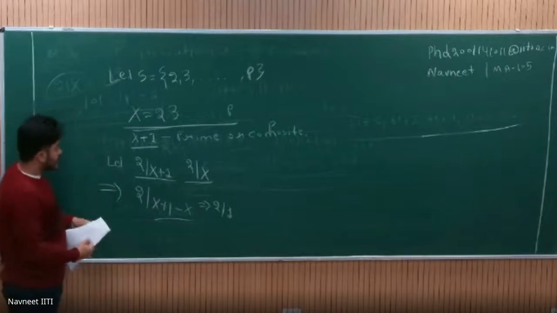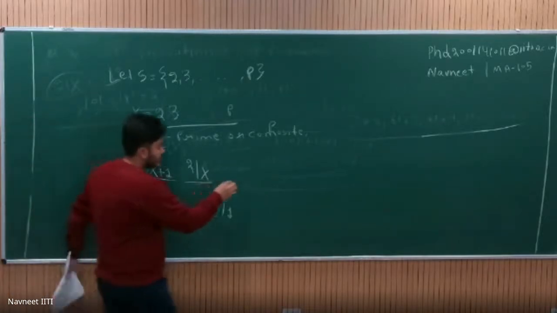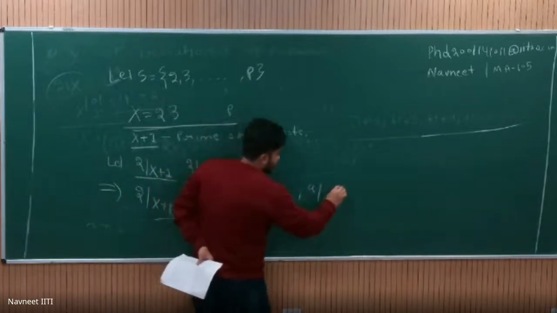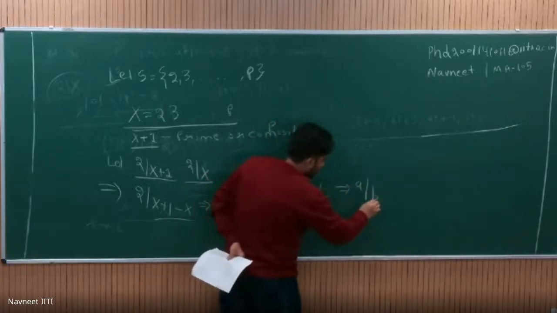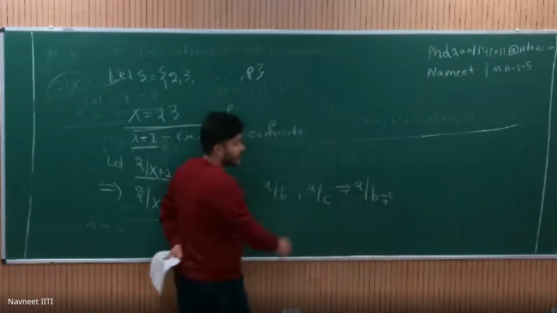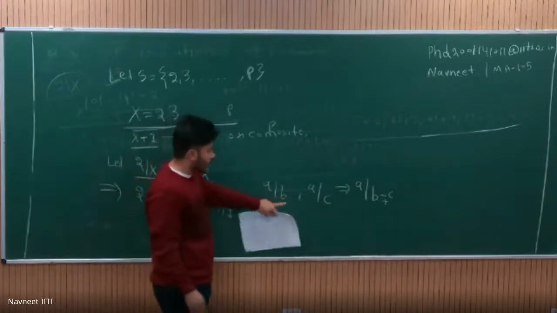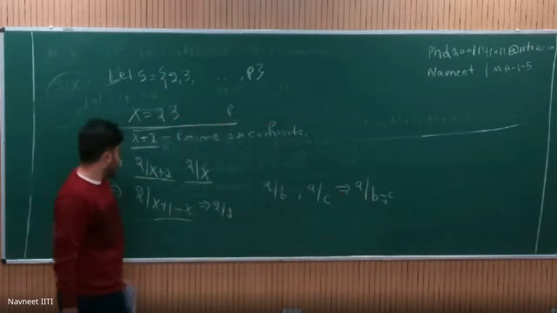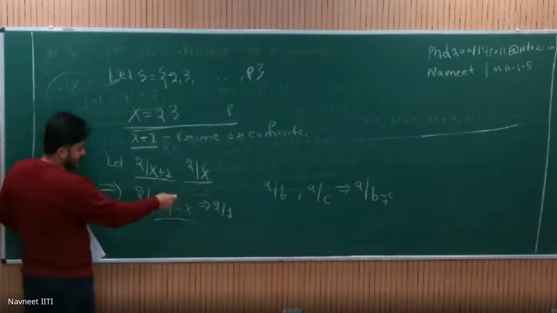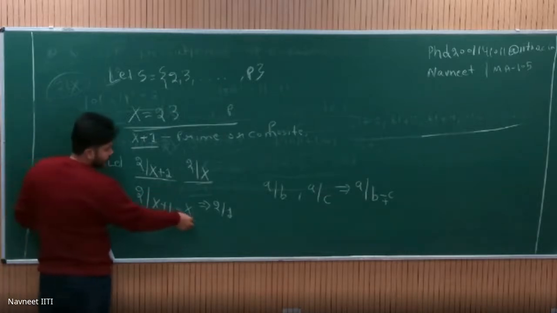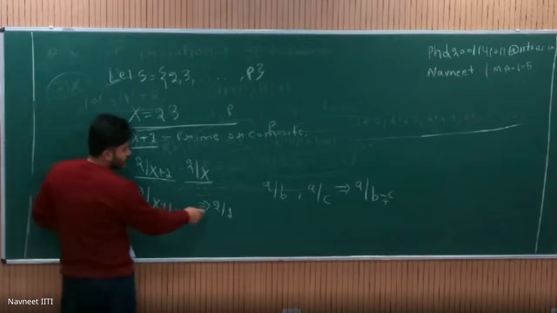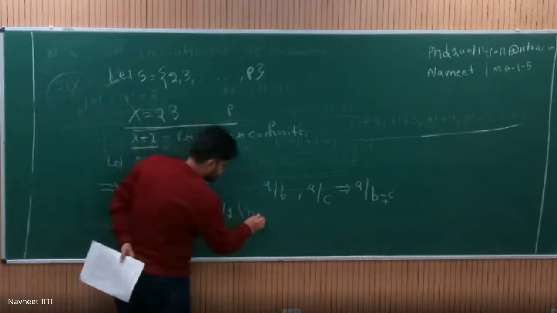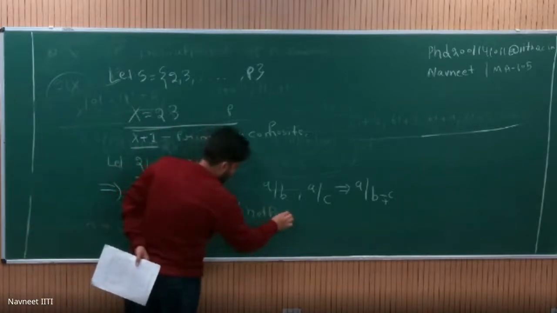Okay, so we are assuming 2 divides x plus 1, and 2 dividing x is already correct. Then there is a property that if a divides b and a divides c, then a also divides b minus c, and also b plus c. I am using this property. That means by taking the value of b as x plus 1 and the value of c as x, this will imply 2 divides 1, which is not possible. Now do you understand or not?